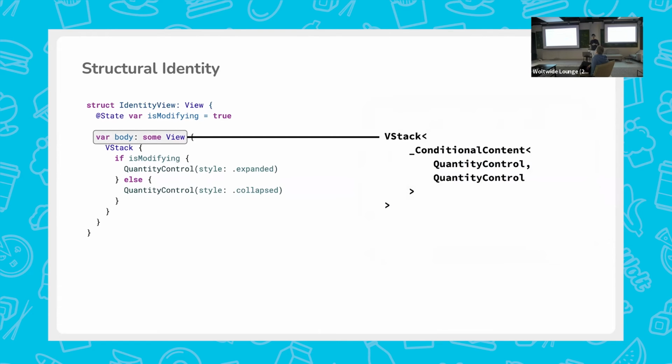So earlier I mentioned the opaque return type of the SwiftUI body property. And in fact, if you introspect what the actual type is, based on the content of body, it's a VStack that is generic over conditional content that returns the top quantity control when it's true, or returns the bottom quantity control when it's false. So this is static information that is known at compile time. This is what SwiftUI knows.